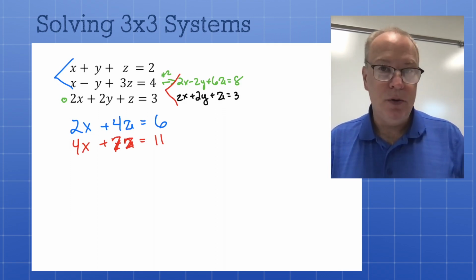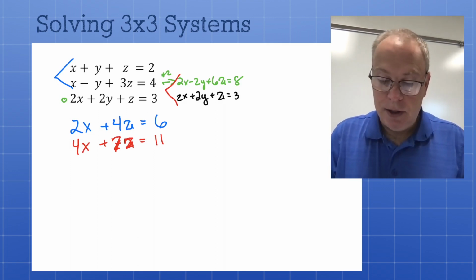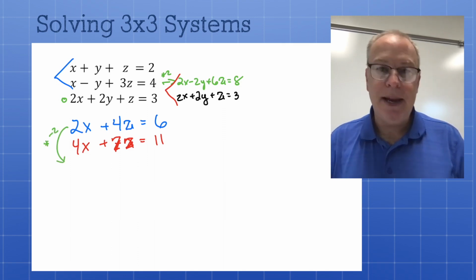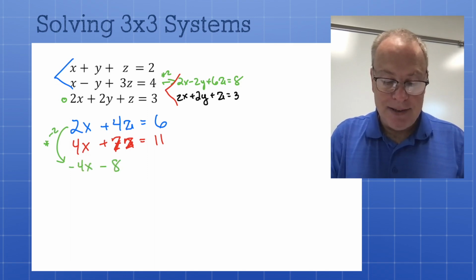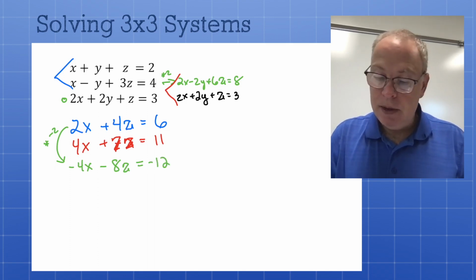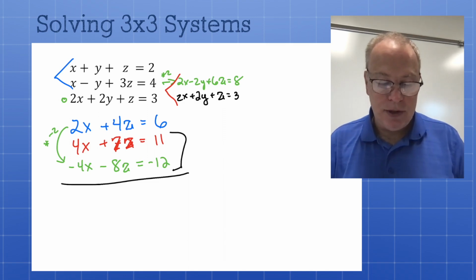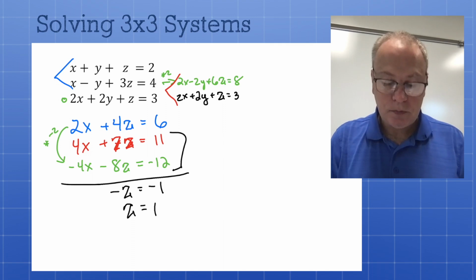All right, now we're going to pretend like this is an all new problem. Now we have a 2x2. We've got 2 equations, 2 unknowns. Well, we've gotten good at elimination, right? We can multiply by negative 2 that first equation, and we get negative 4x minus 8z equals negative 12. I add those equations together, the red one and the green one, and I get negative z equals negative 1. That means z is 1.